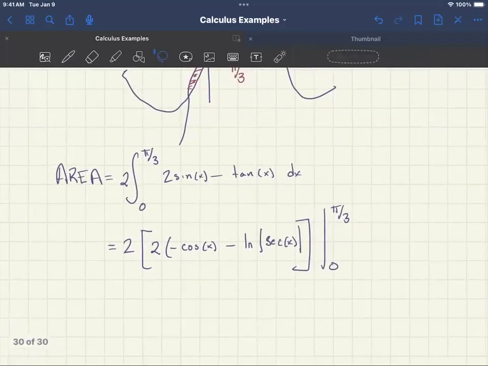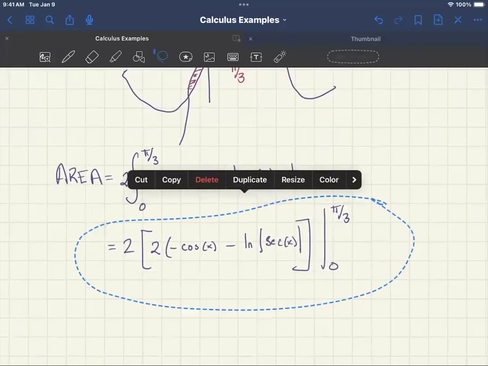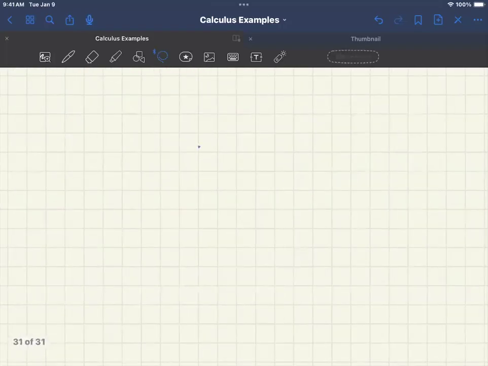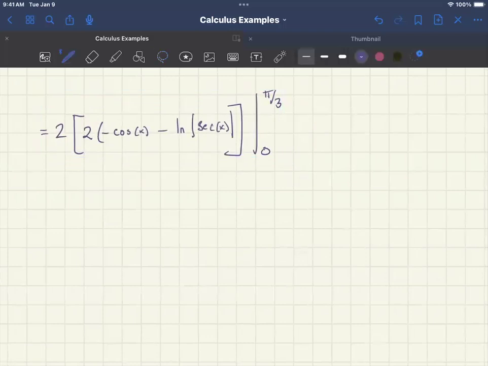All right, so it doesn't look too bad yet. It's going to look a little bit worse, but we are going to make it look better in the end. It's not going to be too bad. It's just going to be a little bit of algebra, and that is why we want to go through this problem. All right, so I'm going to do this in a couple different steps. I'm going to first of all distribute this 2 throughout and rewrite it a little bit better, and then we will evaluate.